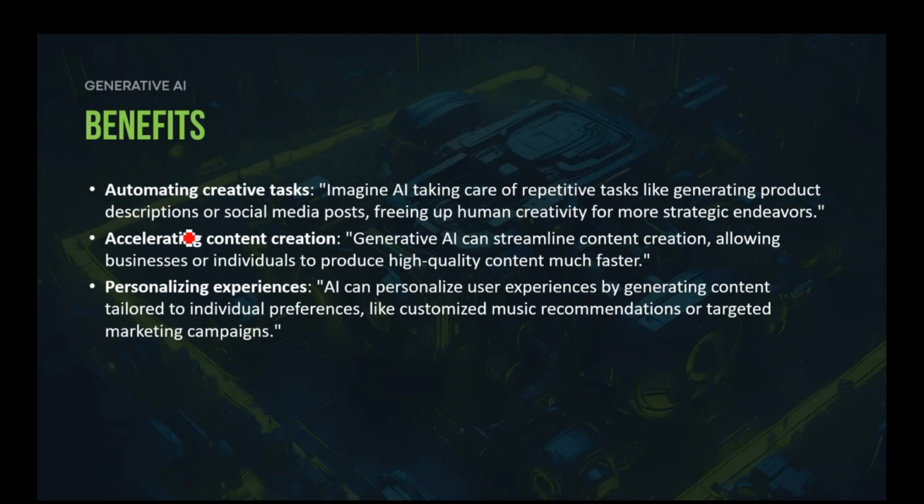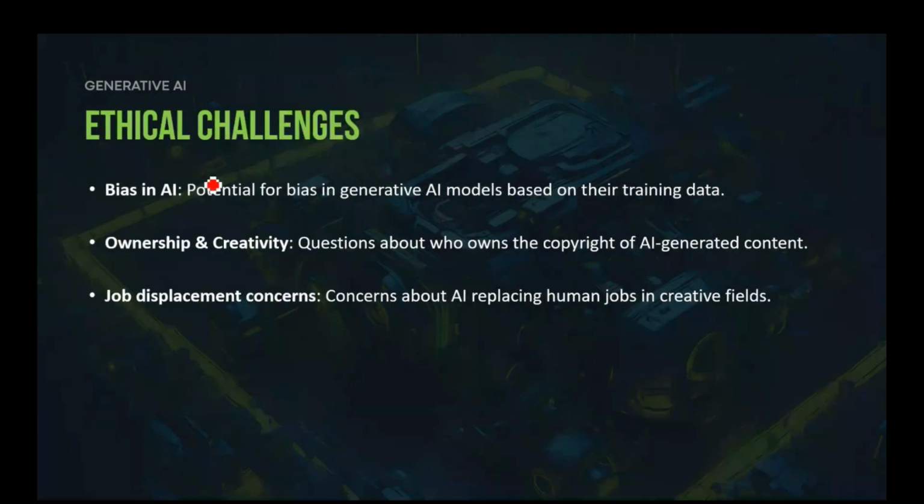Now we just talk about benefits. We all know we can automate creative tasks. The content creation is faster and you're getting a personalized experience with generative AI. And you have challenges like bias in AI. You have who owns it, right? That's a big challenge. If I generate content using ChatGPT, who owns it? Can I claim it as my own, right?